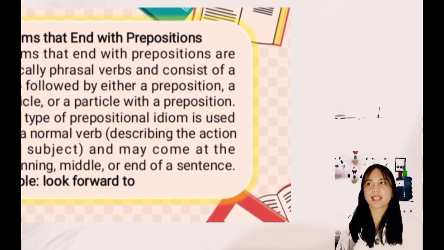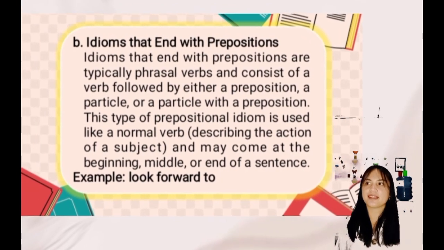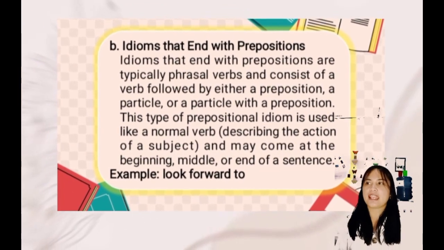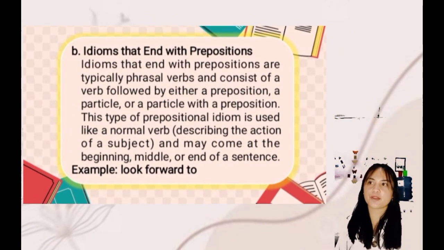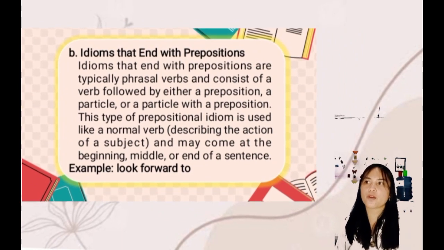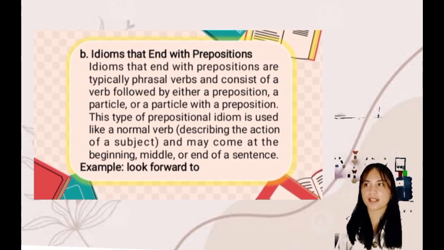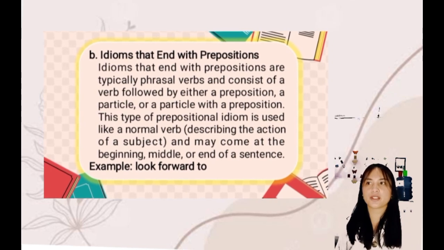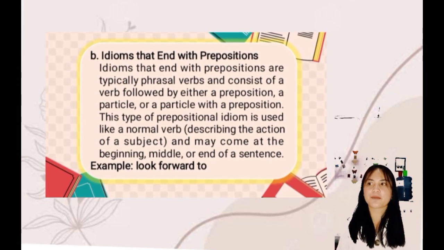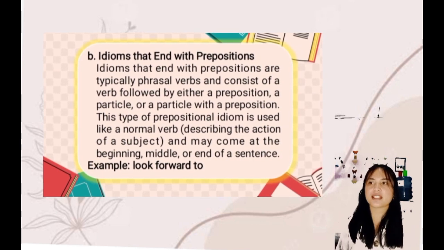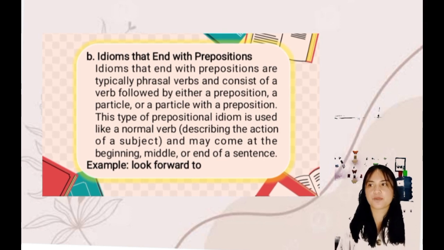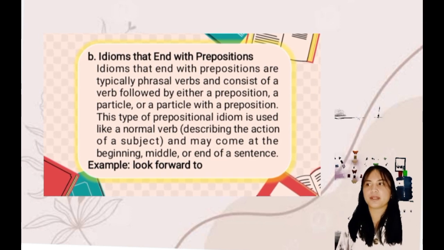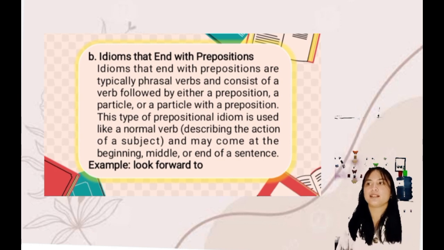Now, the second type is idioms that end with preposition. Idioms that end with preposition are typically phrasal verbs and consist of a verb followed by either a preposition, a particle, or a particle with a preposition. These types of prepositional idioms are used like a normal verb or describe the action of a subject and may come at the beginning, middle, or end of a sentence.